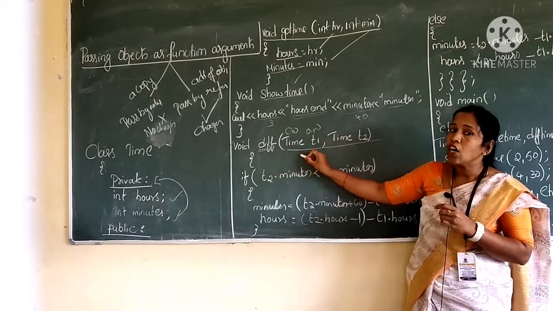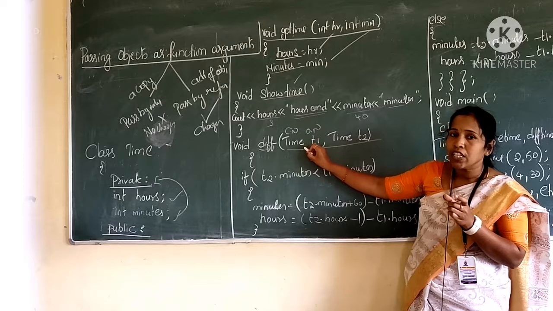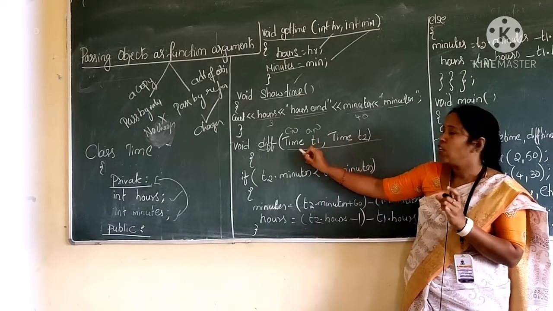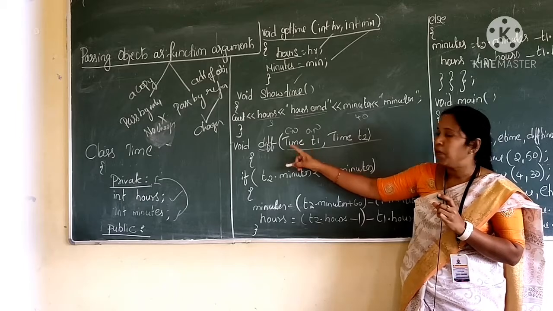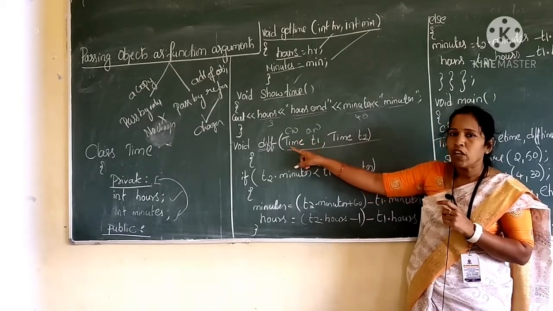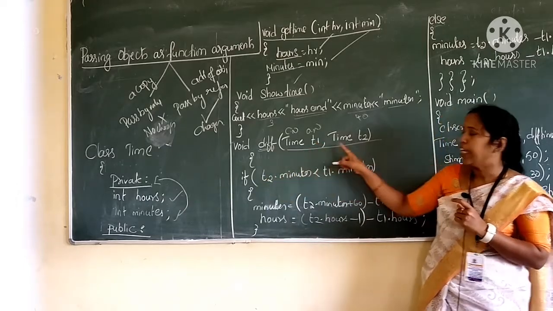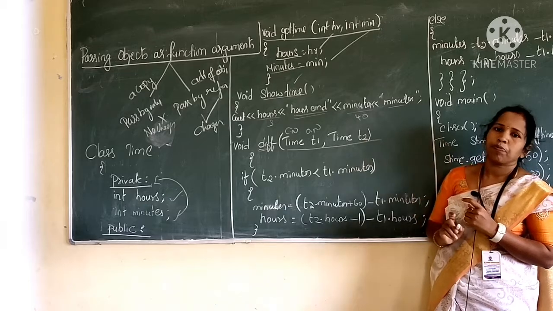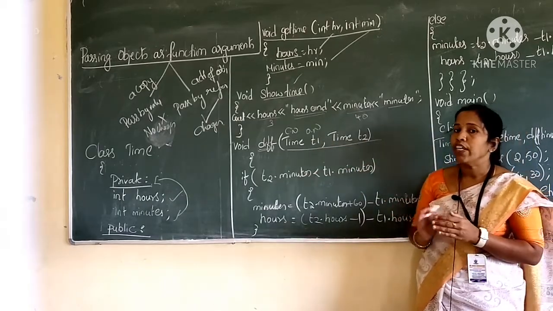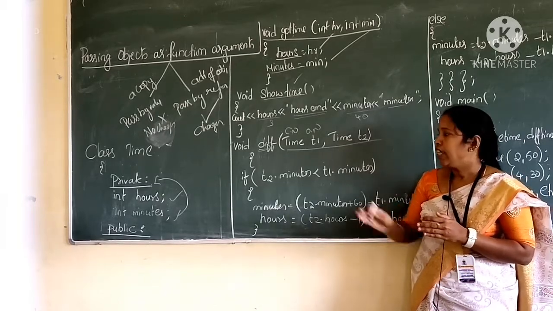When you are passing the object as an argument, in that case, this parameter should be in which format here? Object creation syntax. So object creation syntax is nothing but what? Class name followed by the object name. Class name is what here? Time. So object name I have taken T1, comma, class name is again time, comma, T2. Right? So now inside this, I want to find out the difference, the difference of the duration of the time period.